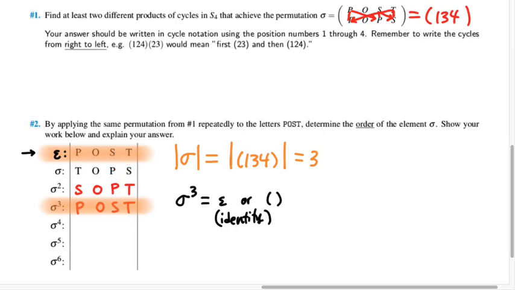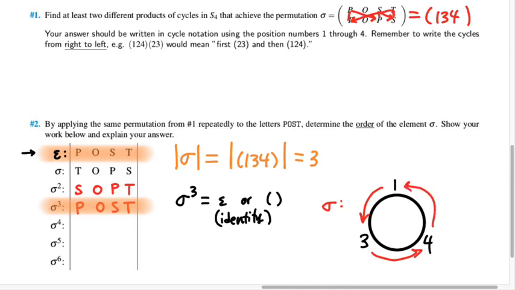And using the round table metaphor, I think it also makes sense why (1 3 4) should have order 3. Because (1 3 4) is nothing more than a permutation which tells every one of these positions to take one step to the right around the table. So then what is sigma to the second power going to do?